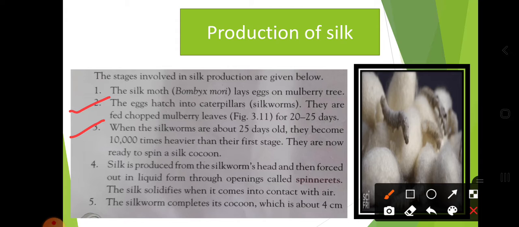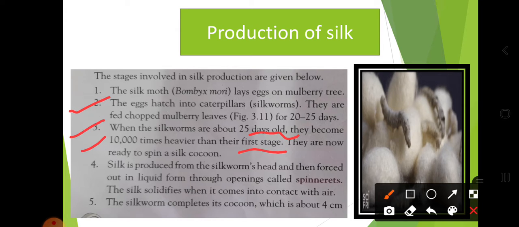When the silkworms are about 25 days old, after developing from egg to silkworm, which needs 25 days minimum, they become 10,000 times heavier than their first stage. This is a new thing you must know. If the weight of the silkworm on the first day is only 1 gram, which is an imaginary figure, after 25 days it is 10,000 times heavier than the first stage.